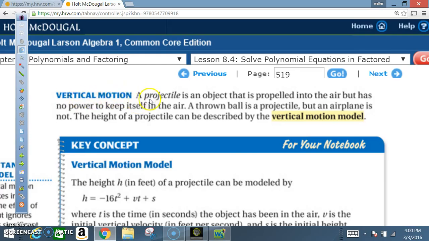Vertical motion. A projectile is an object that is propelled into the air but has no power to keep itself in the air. A ball thrown is a projectile, but an airplane is not. The height of a projectile can be described by the vertical motion model. The vertical motion model is going to be in our key concept. Once again, get this into your notes as usual.